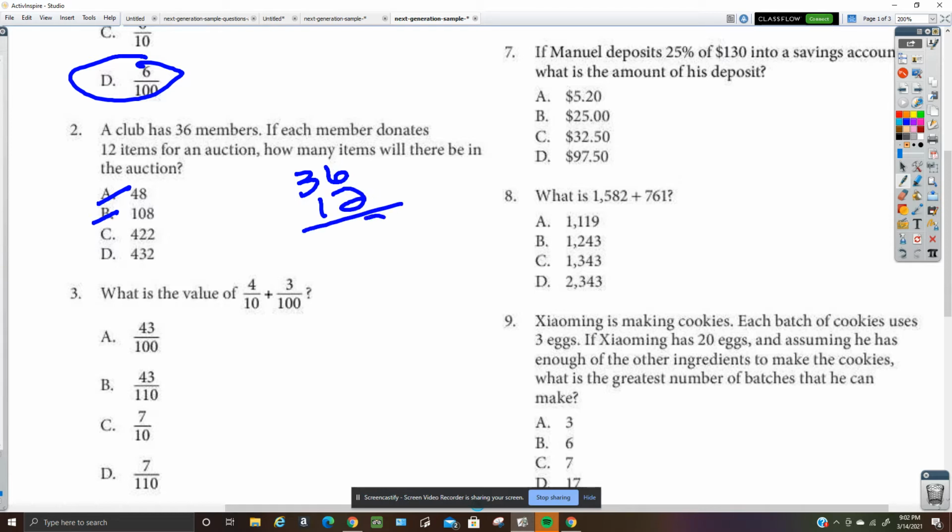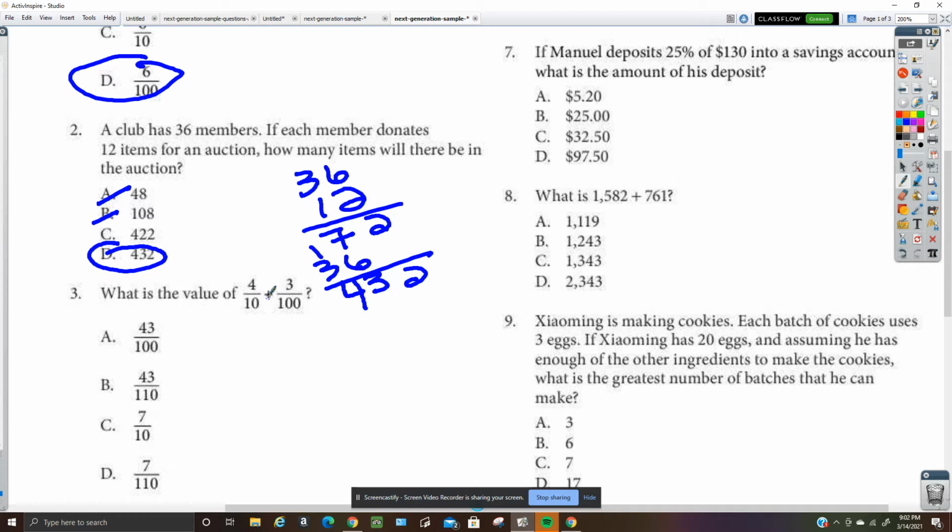2 times 6 is 12. Carry 1. Get a 7. And then 6 and 3. And then 2, 13. Carry 1, 4. So 432.